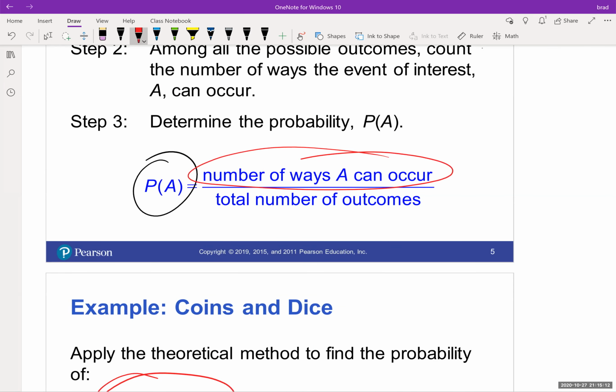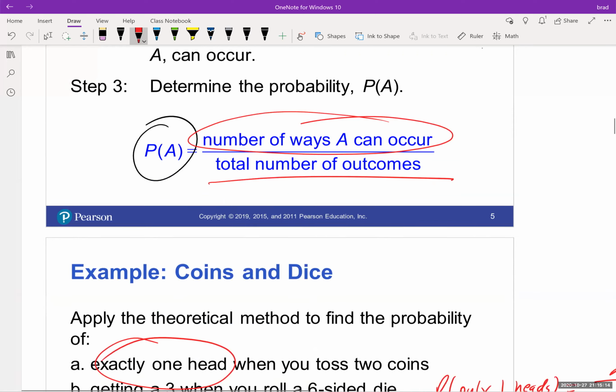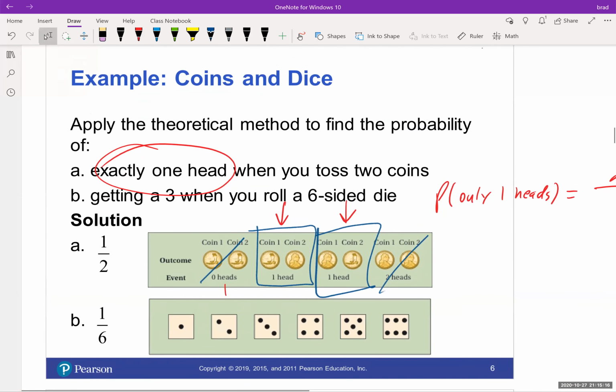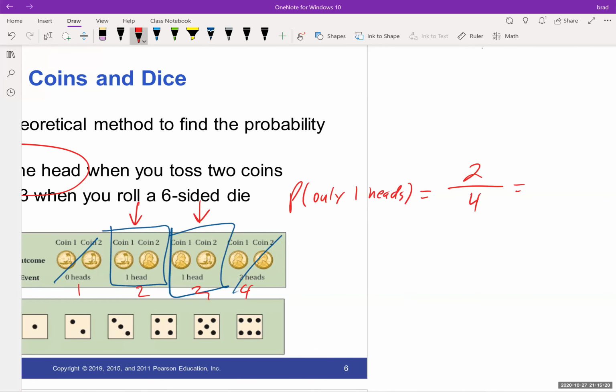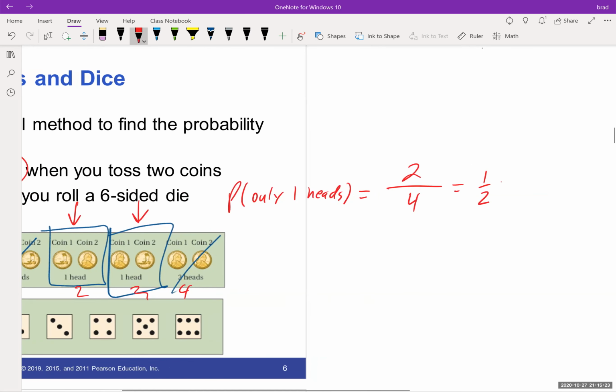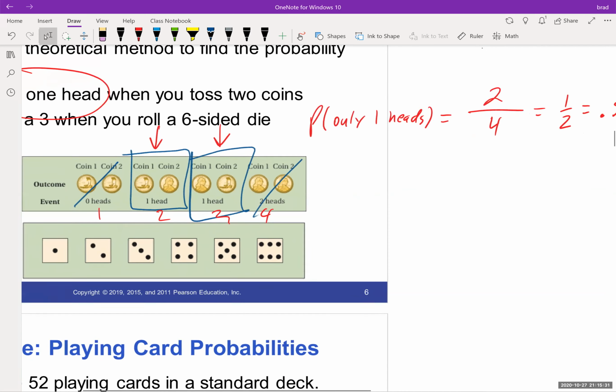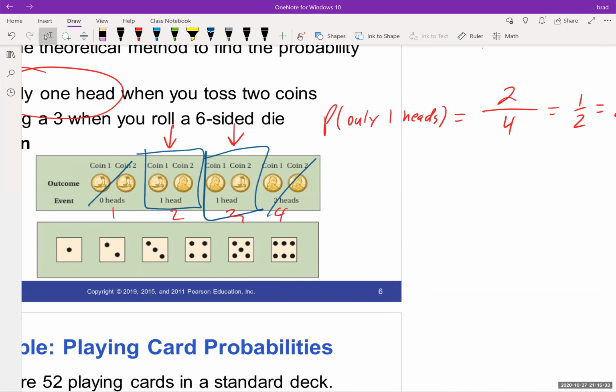So we take the number of ways A can occur. We found out it's 2, and then we divide it by the total number of outcomes. Well, there are 4 outcomes: 1, 2, 3, 4. So 2 out of 4 is 1/2. Most of the time they like to use decimals when you're using a calculator. I personally prefer 1/2, but just read the question and see how they ask it in the homework and on the quizzes and stuff.